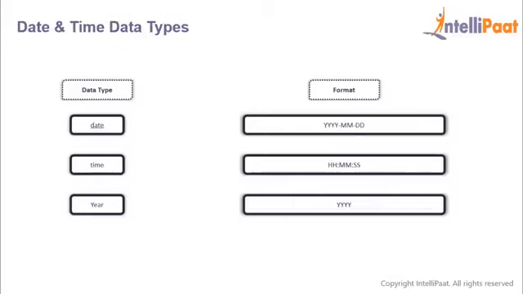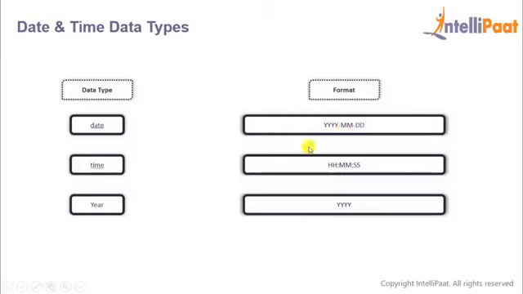Then we have the date and time data types. We'll start with the date data type. This data type helps us to specify the date in this format over here. Let's say we want to store the date 2nd January 2019. Then first we will give in the year, which would be 2019. Then we'll specify the month, which would be 01. And finally we'll specify the day, which is 02.